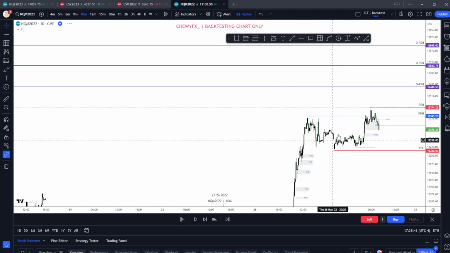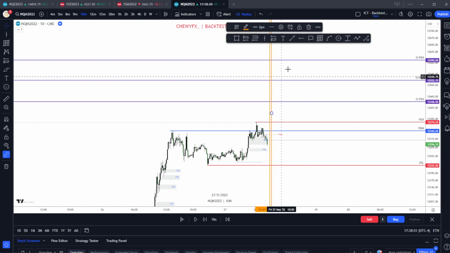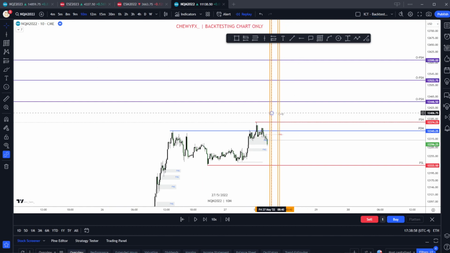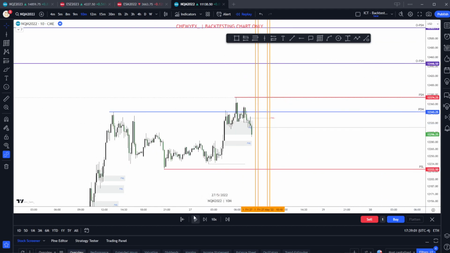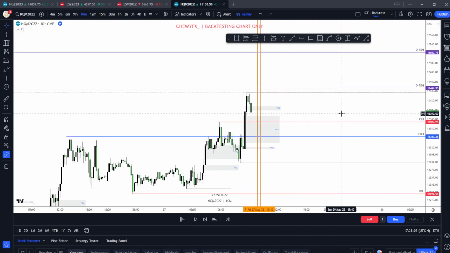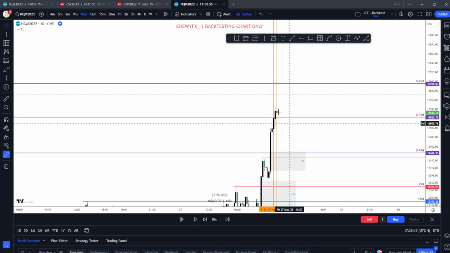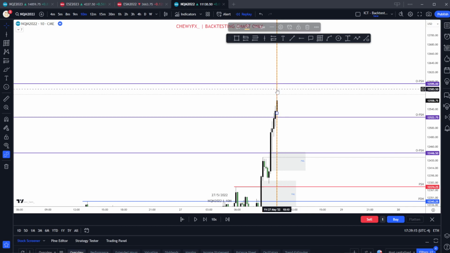Okay, let's go on 10-minute. Oof, you know, I almost forgot to mark up the buffers. That would have sucked. Okay, see what happens. Okay, we swept the session high. However, it's kind of looking like we're going to keep on moving up. Okay, we moved up again. Let's see what happens.